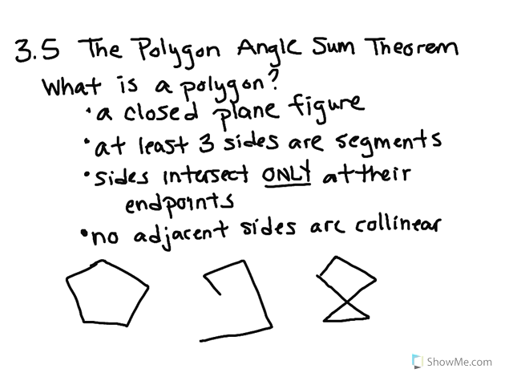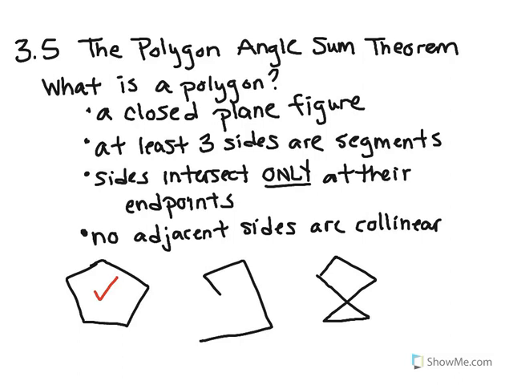Alright, so let's take a look at this first figure. First of all, it is a closed figure, so it fits the first condition. It also has at least three sides that are segments. In this case, it has 5. The sides do only intersect at their endpoints, and no adjacent sides are on top of each other. They're not collinear. So this first picture is a polygon.